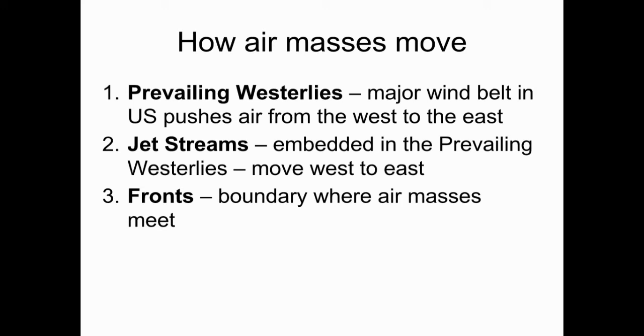They move in three ways. We have prevailing westerlies, which is a major wind belt in the United States that pushes that air from the west to the east. You may have heard of the jet stream. The jet stream is actually part of the prevailing westerlies, which moves from the west to the east. It's along this jet stream that most of our fronts meet. And fronts are just those boundaries where air masses meet.